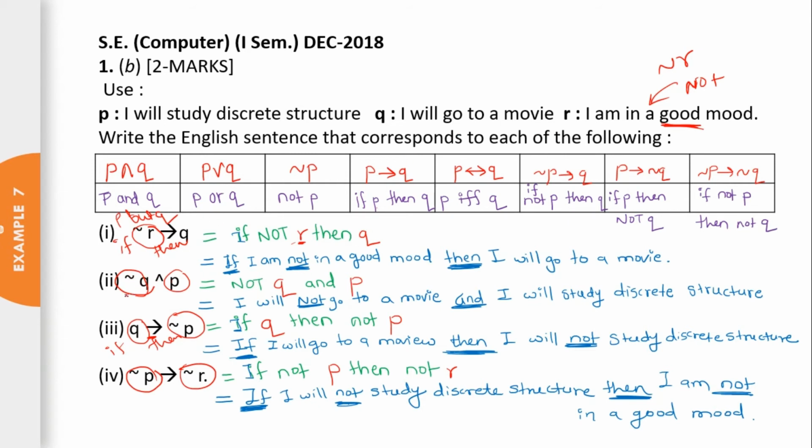In the same way, go for calculation of negation of Q and P, which will be not Q and P. It will be I will not go to a movie and I will study discrete structure.